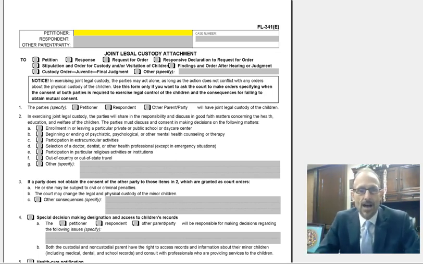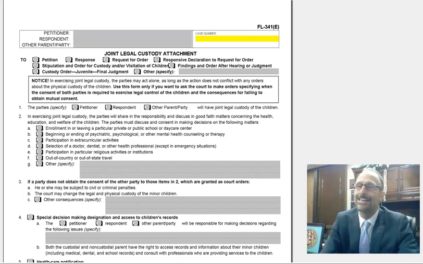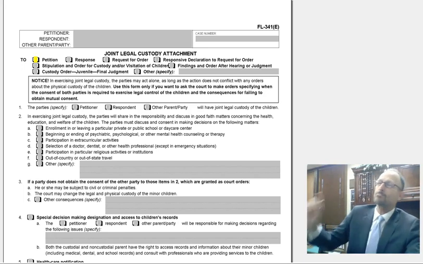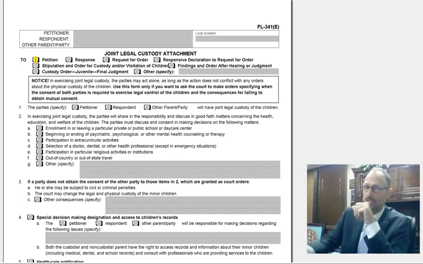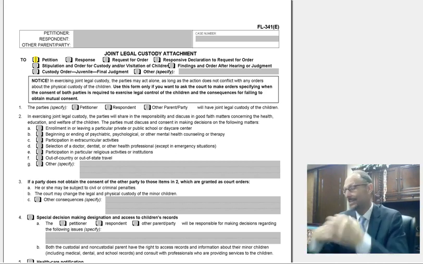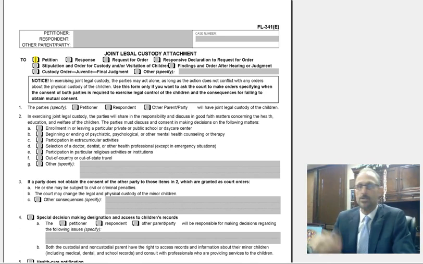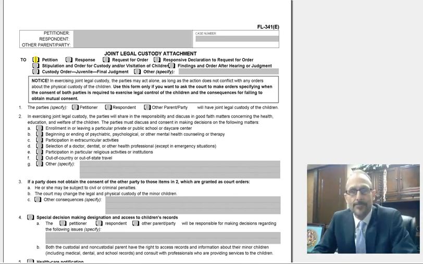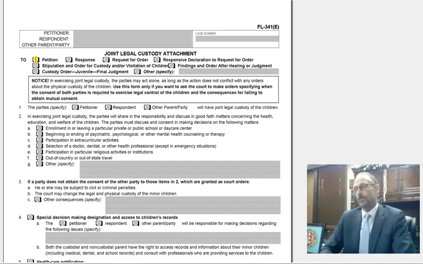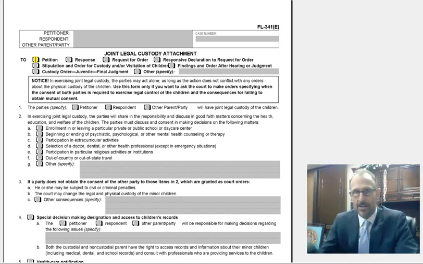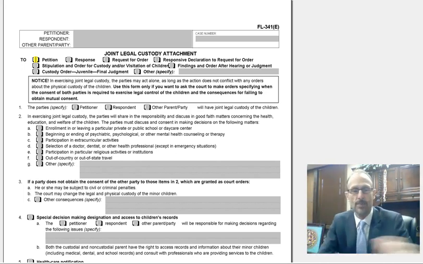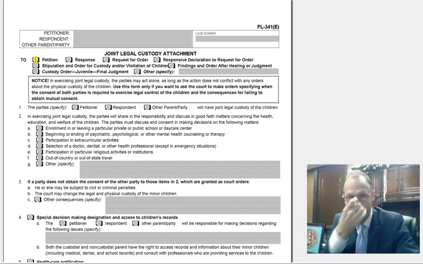All right, starting at the top. As on all of these forms, the petitioner's name, respondent's name, and case number go at the top. Then you're going to want to mark the box which corresponds to the form to which this form is going to be attached. So is it attached to the petition, the response, a request for order, responsive declaration to request for orders, stipulation for judgment, stipulated order, findings and order after hearing, whatever it is. Find the box and mark the appropriate box.